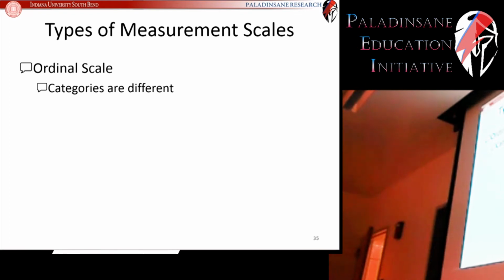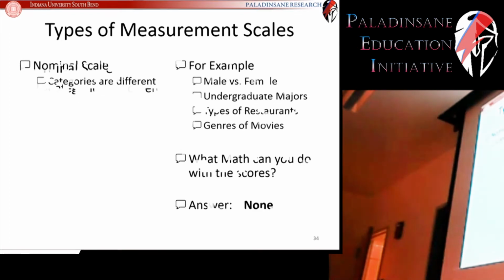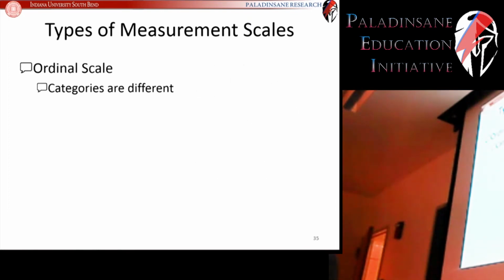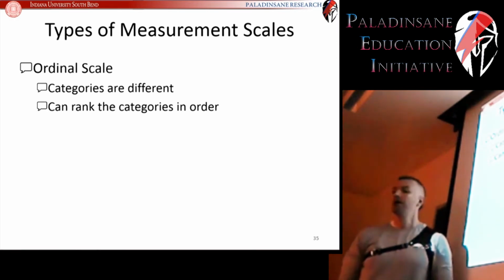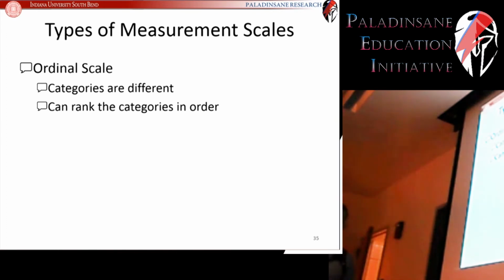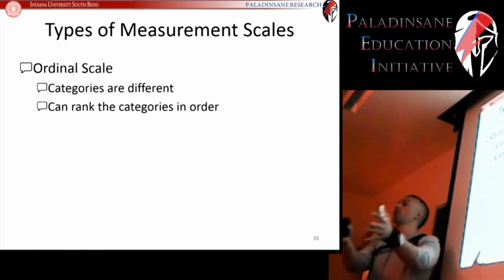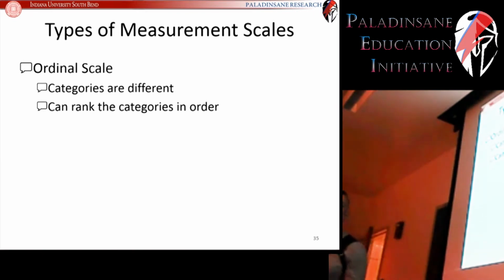Because the ordinal scale, the next step up, can do everything that the nominal scale can do. It has different categories. But now, kind of spoiler alert, you can also rank the categories. You can put them in order. So with an ordinal scale, you can identify different categories, but then you can also rank those categories. Now you can actually say, this one has more of what we measured than this other category.